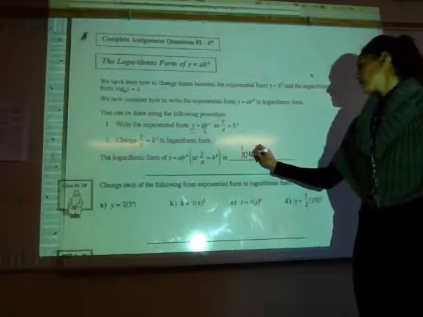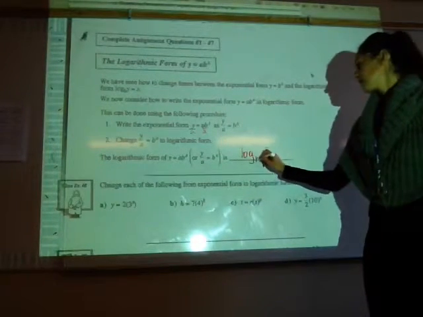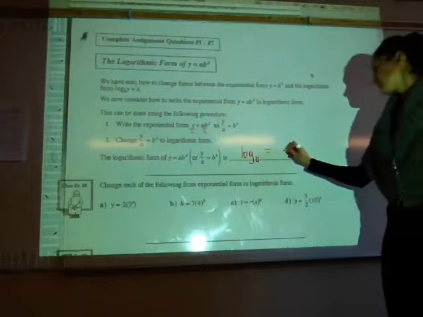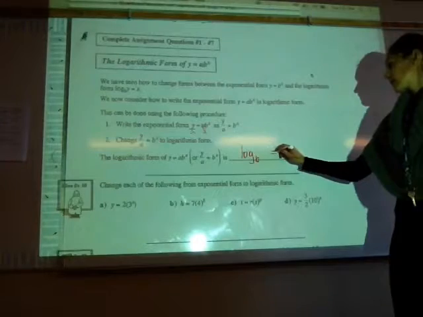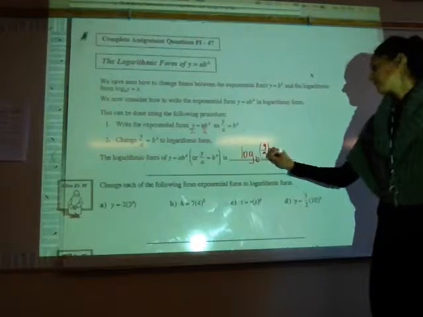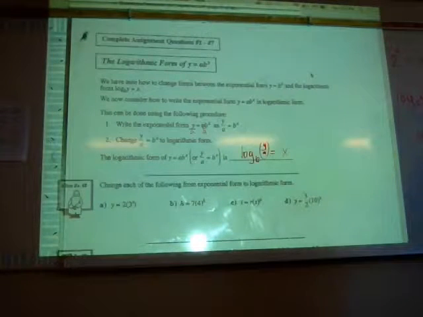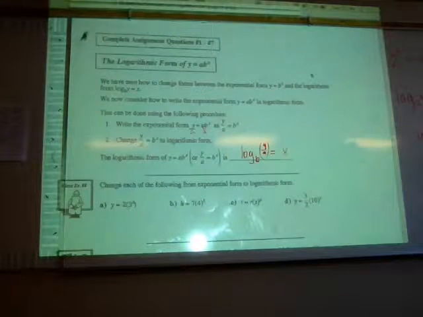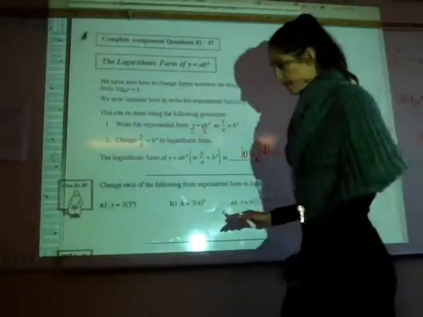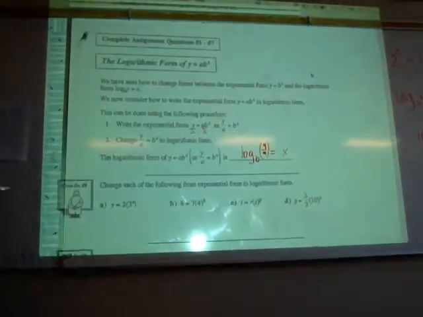So we have log base b, and the argument is left over, y over a. Okay, so log base b, argument y over a is equal to our exponent x. So, keeping this in mind, we're going to apply that to the next question here.